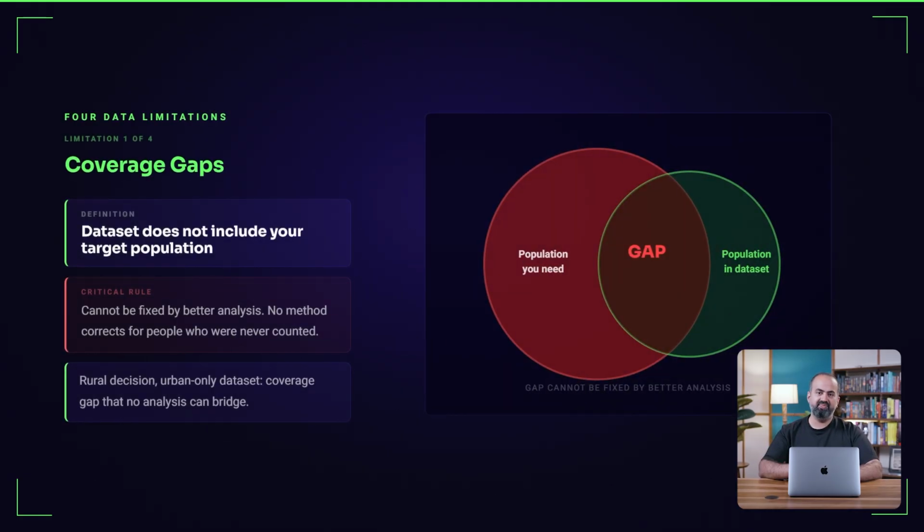Limitation 1. Coverage gaps. This happens when the dataset does not include the people, places, or time periods your decision is actually about. If you're making a decision about rural communities, but your dataset only surveyed urban households, there is a coverage gap that no amount of analysis can fix.